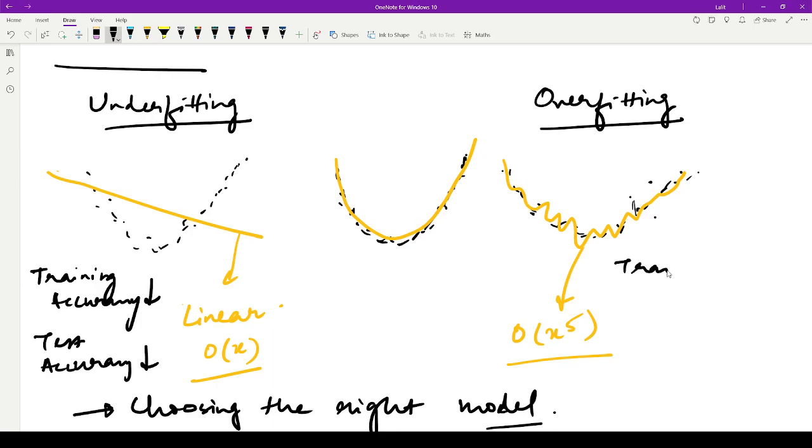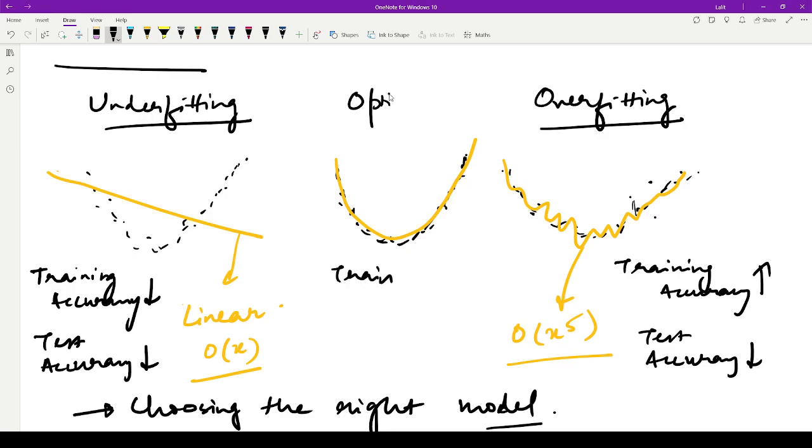And here training accuracy is high, but test accuracy is low. Look, and what about this case?